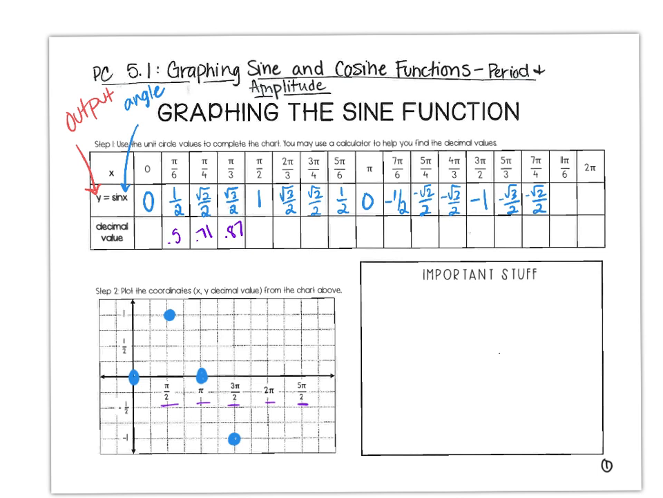11 pi over 6 is -1/2. And then the sine of 2 pi is back to 0. So this is the key. These 1, 2, 3, 4, 5 points represent what we call one period, because what's going to happen if we start going around the circle again?